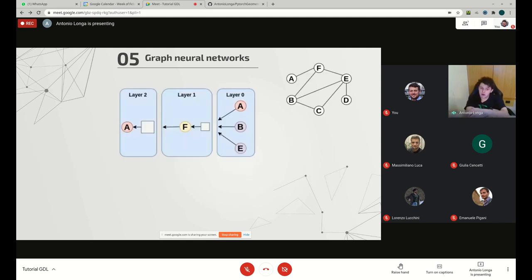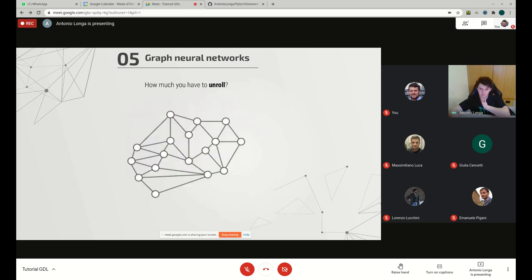Okay, in terms of neural network, what we have is layer 0, in which we have the representation of the node feature, layer 1, in which we have some kind of hidden layer, and then we have our last layer in this little example.